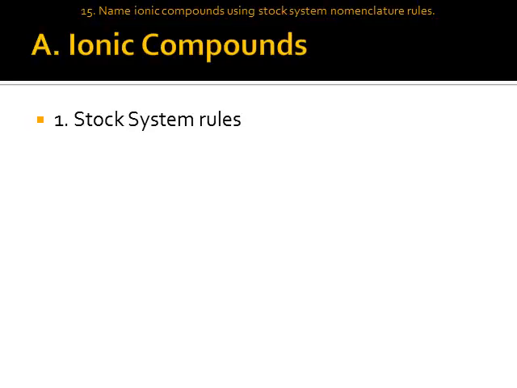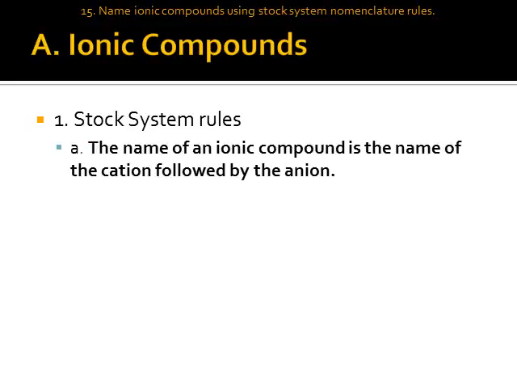Here are some basic rules for the Stock system. The simple rule, and really it's the only rule there is, is that we simply name an ionic compound by naming the cation followed by the anion. So cation first, then we follow that with the anion name. Now the next question is obviously, how do I name the cations and the anions? Well, this is something that you've been doing already in class.